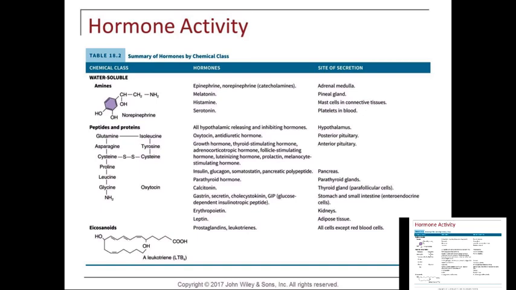The water-soluble amines, epinephrine and norepinephrine, we know those are the catecholamines secreted by the adrenal medulla. Melatonin tones you down, from the pineal gland. Histamine, which is a vasodilator, is produced by mast cells. This is a type of white blood cell, part of the immune system. These mast cells are in the skin, the respiratory tract, and the digestive tract.